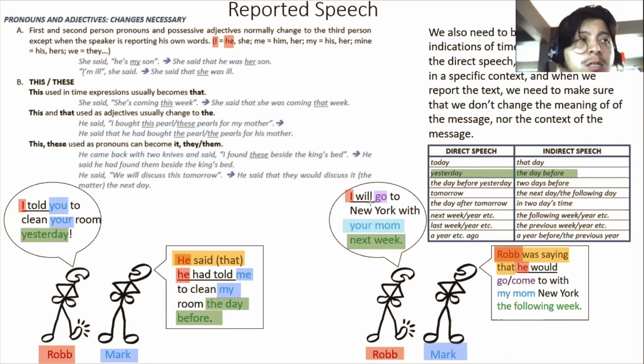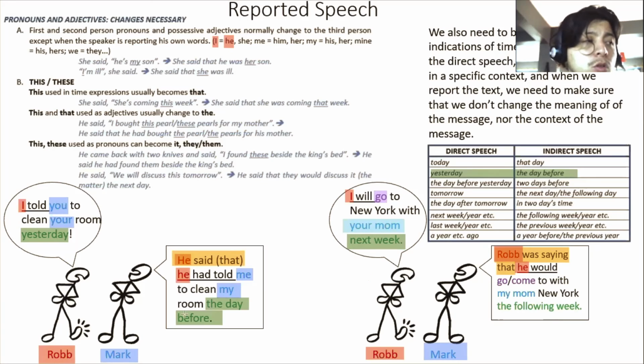Otra vez, ya no es I, ahora es he. Ya no es I, ahora es he. Porque cuando Rob hablaba con I, se refería a Rob. Y cuando Mark habla de he, se refiere también a Rob. Lo importante es eso, que sea Rob el que se va a Nueva York, no Mark, ¿sí? Después, will, esto siempre cambia a would, acuérdense, no hay ningún problema, no hay ningún problema.